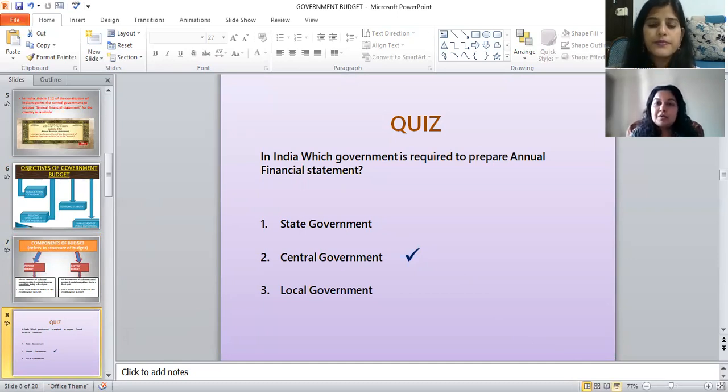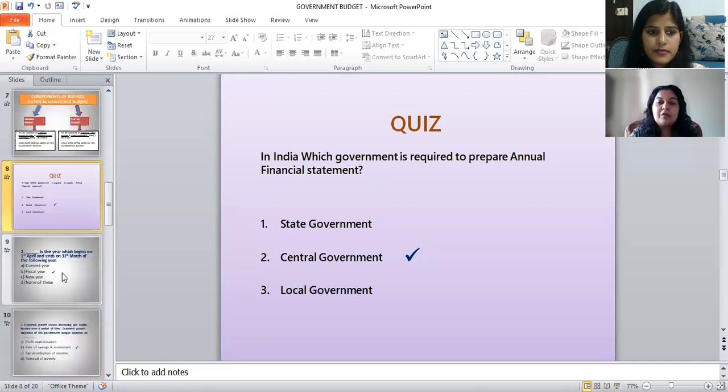Okay, now we'll see the quiz. So quiz time, children. Let's see the first one. In India, which government is required to prepare the annual financial statement? So your options are state government, central government, and local government. Yes, you may answer. I guess state government. Okay, let us see. On the slide, we had covered that the annual financial statement for the fiscal year is prepared by the central government. All right, children, pay attention next time.